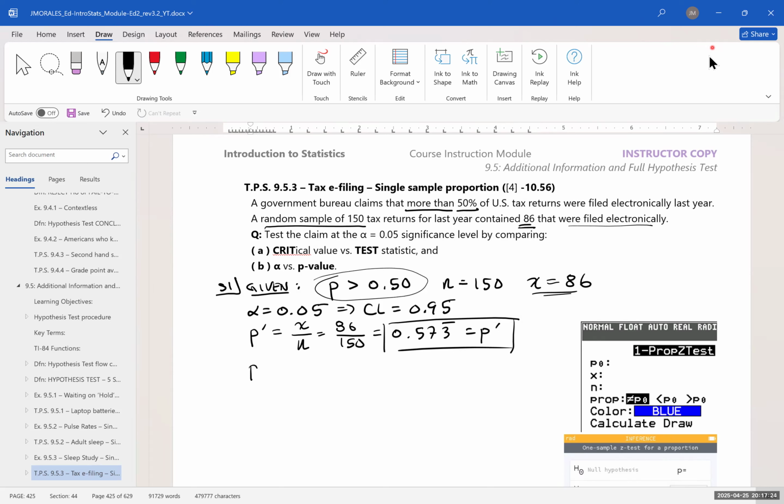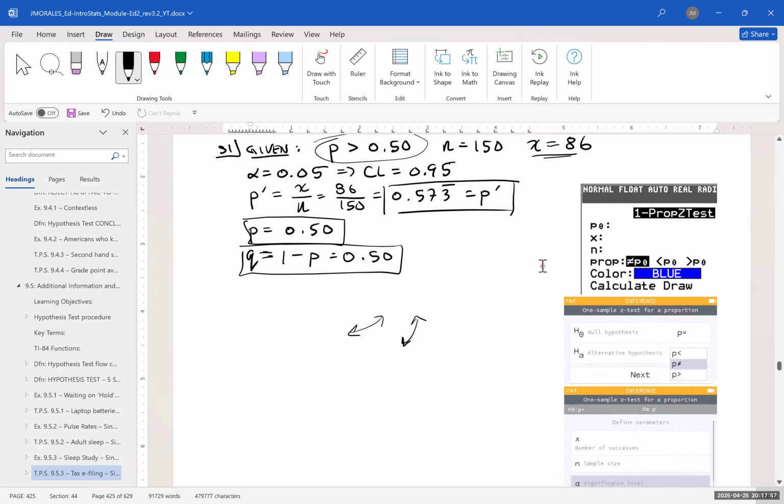So if the population proportion was 0.5, what would be the population proportion of failures? Well, it's 1 minus p. And so 1 minus 0.5 is just going to be 0.5. Now these values will be used if you wanted to manually calculate the test statistic yourself. But we're going to use the calculator to help us with that. All right, but I think now we can just go ahead and move on to step two.